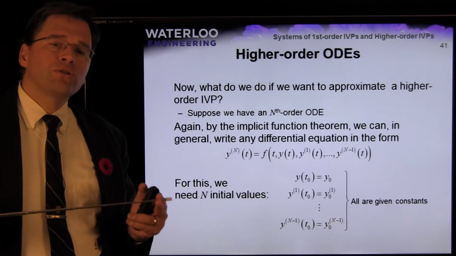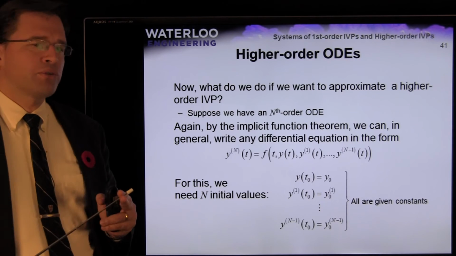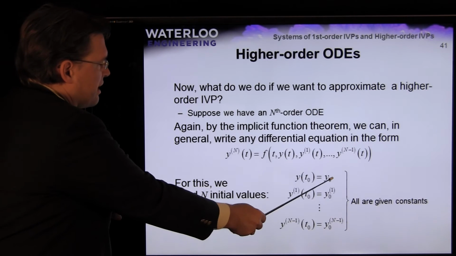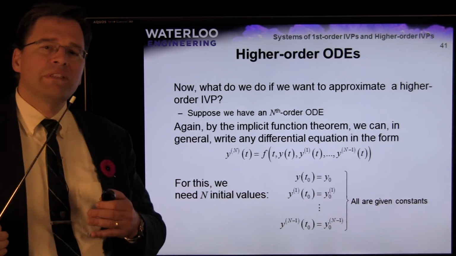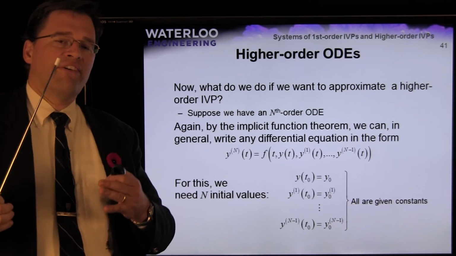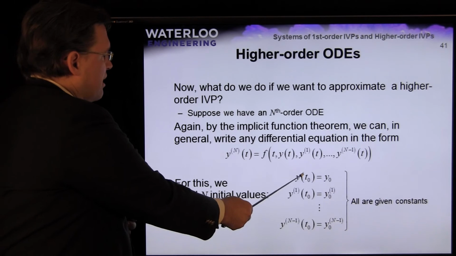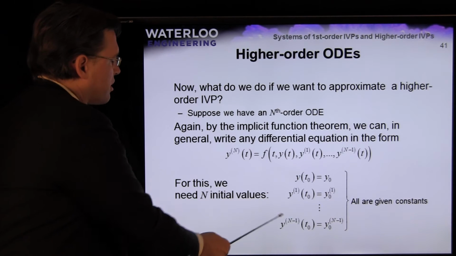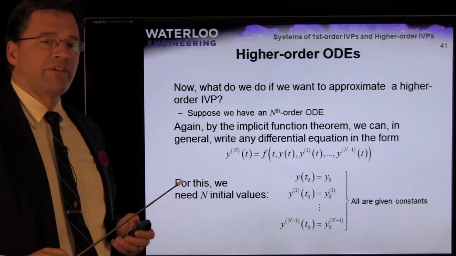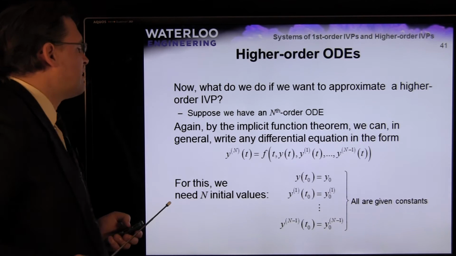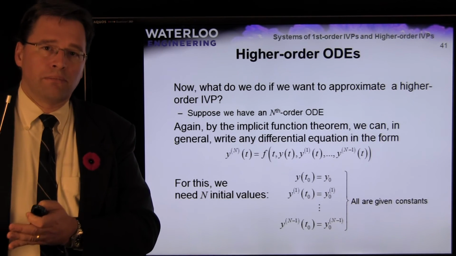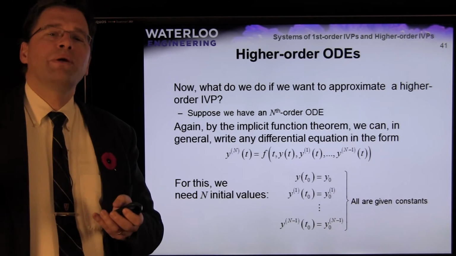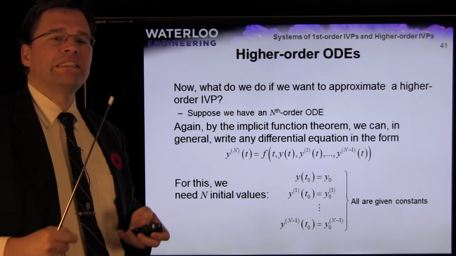And we also will need initial values. We need to know what the initial state is. We need to know what the initial slope is. In fact, we will need to know an initial value for each of the first n-1 derivatives as well as the initial value. And all of those are going to be given constants. All of them are given. We would like to see how the system proceeds into the future.